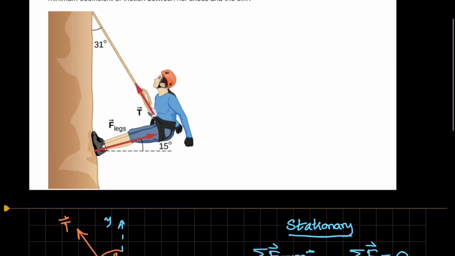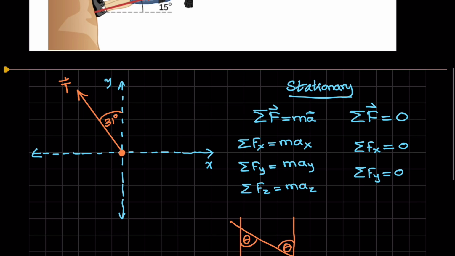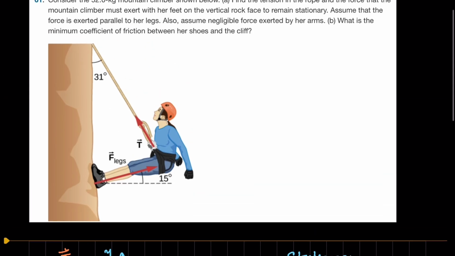Now, the other force we have to put in is the force by the wall on the mountain climber, right? We want external forces on the object of interest here. What we're focused on is the person. So all forces acting on the person need to be put on the free body diagram. So we have that force. I'll call it FL, for force on her legs from the wall.